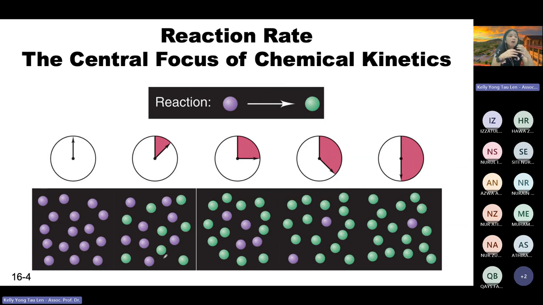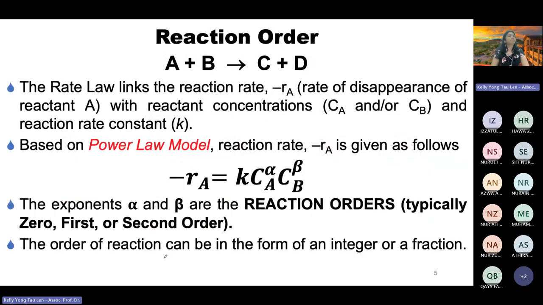How do I determine minus RA, which is the rate of disappearance of A, or we can also call it the rate of reaction. Okay, right. So minus RA, the rate of disappearance of A, or we also call it reaction rate. Okay, general, kita harus panggil dia kadar tindak balas. Okay, this reaction rate minus RA is given by a model, or we call it a power law model.